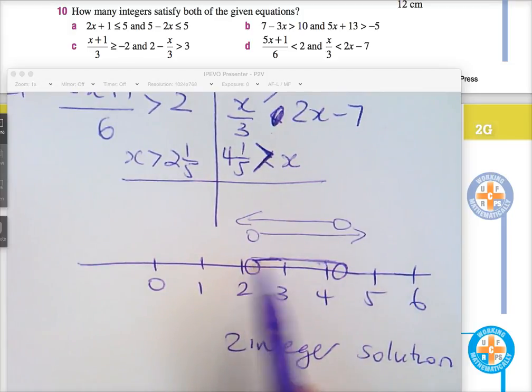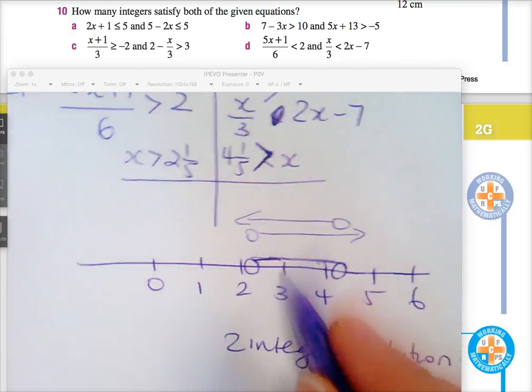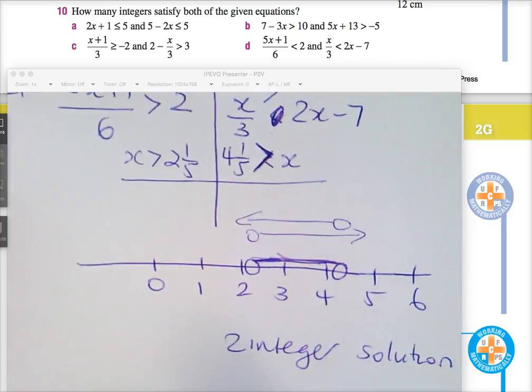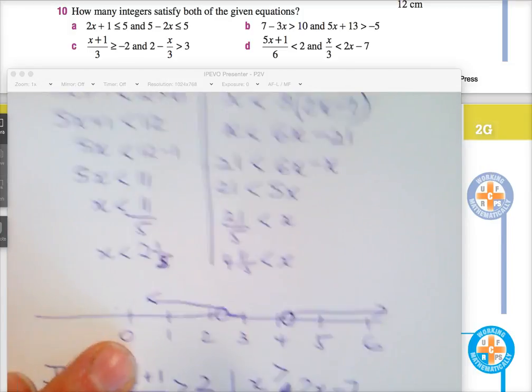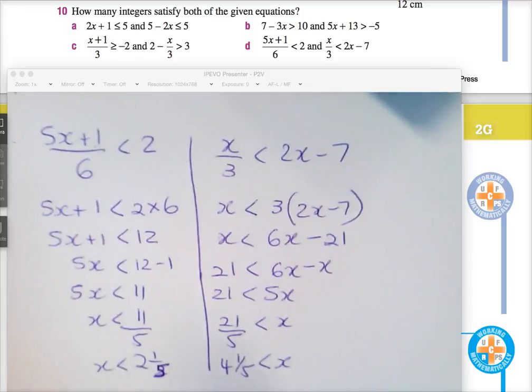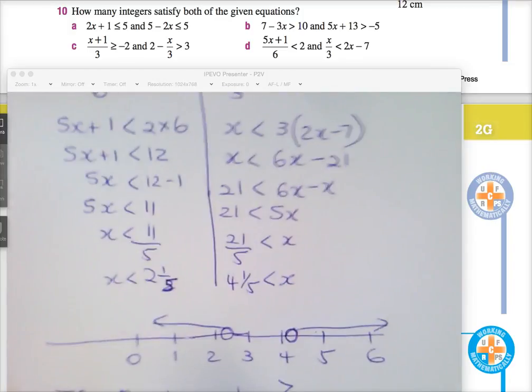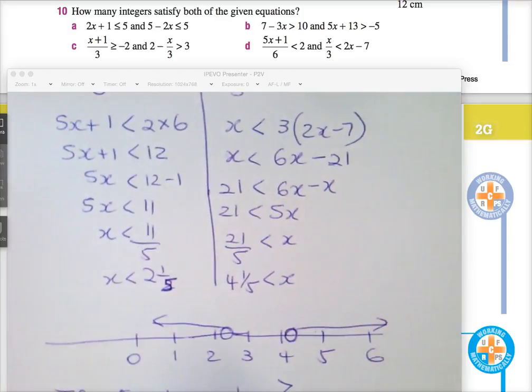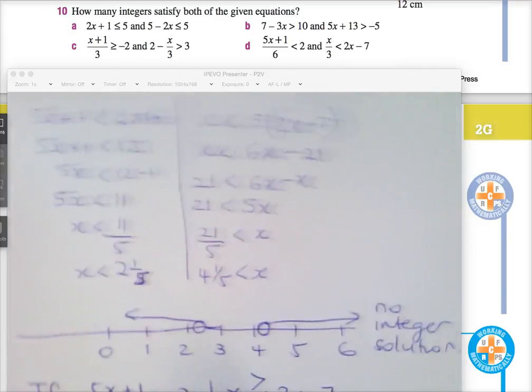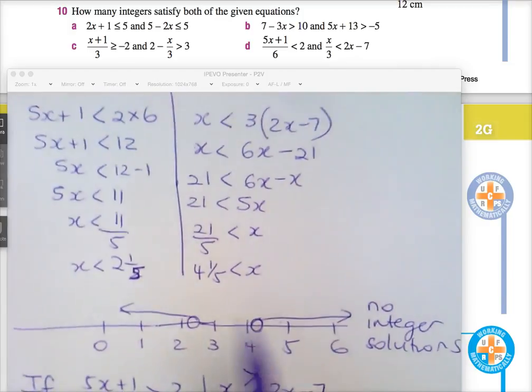See, x is bigger than 2 and 1/5, but x has to be smaller than 4 and 1/5. So that is the intersection of the two answers. So how many integer whole number answers? 3 and 4 are my whole number answers. 2 integer solutions. So, looking at the actual question that there was in 10D, there are no integer solutions that satisfy both, because there's no overlap. Do you get that? There's no overlap.